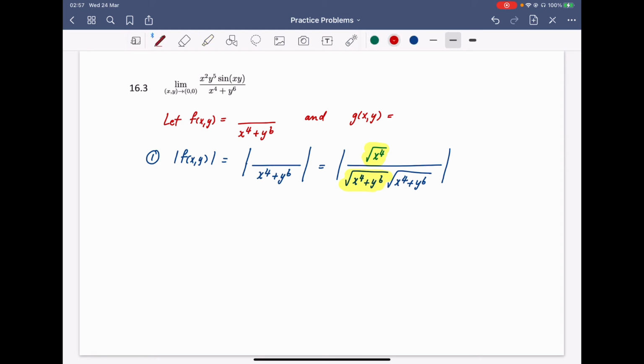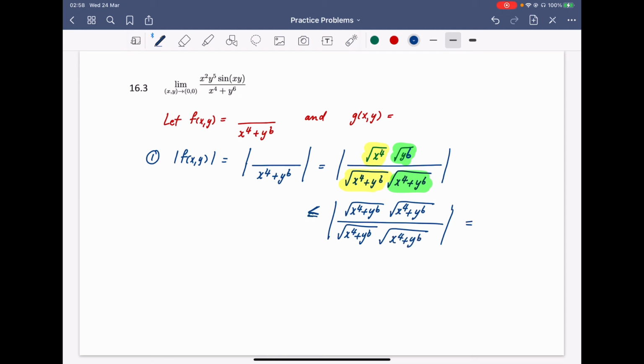At the same time, if I have square root y to the 6 with me, that would be good too, because I can group this thing, the green one, together. And then on the next step, I am going to have to say that this is bounded by square root x to the 4th power plus y to the 6th, over square root x to the 4th power plus y to the 6th, and everything cancels out to be 1, which is good.